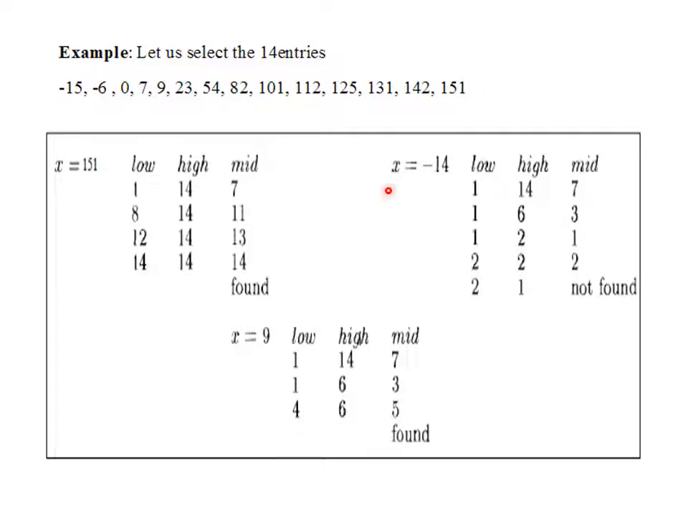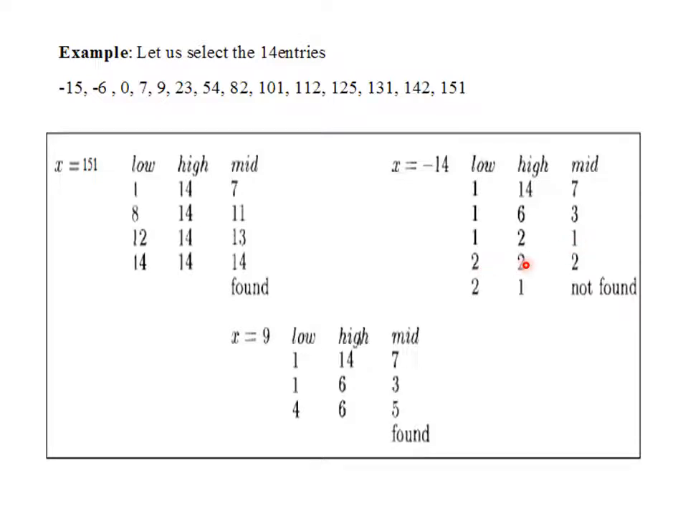Then we check whether minus 14 is less than minus 15. No, because minus 14 is greater than minus 15. When we deal with minus values, the larger magnitude is less. So minus 14 is greater than minus 15, and we are sure that the item is present on the right side. So we change the low value to mid plus 1. Mid is 1, so 1 plus 1 is equal to 2.